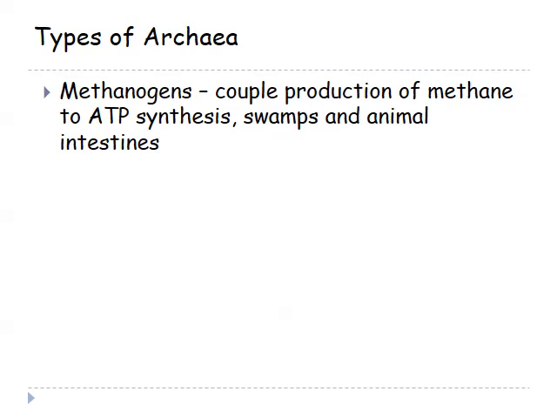What type of archaea are the methanogens? These are organisms that produce methane gas, and they couple this with the production of ATP. ATP is the currency of energy that is used by all living cells. Methanogens can be found in swamps as well as the intestines of animals.